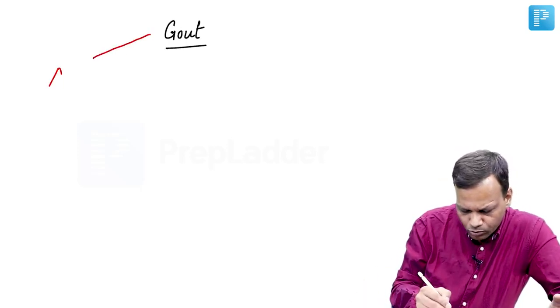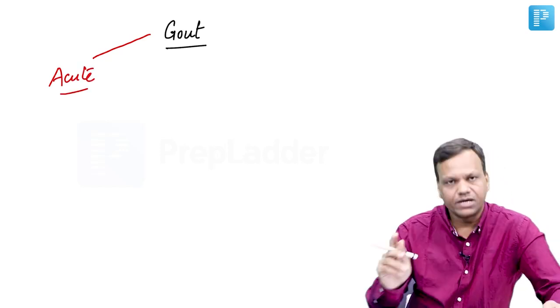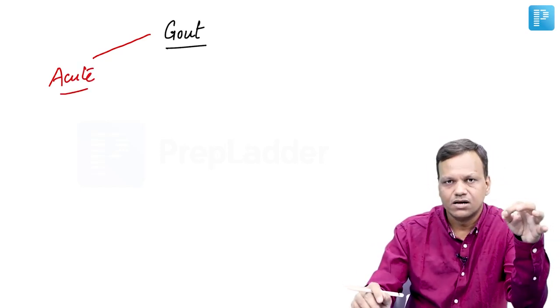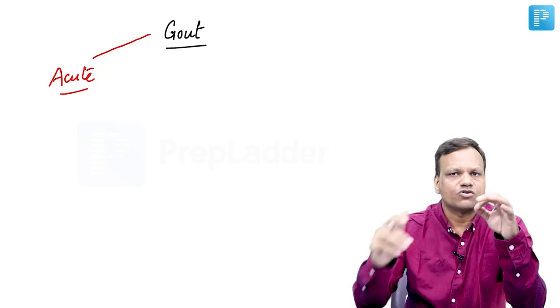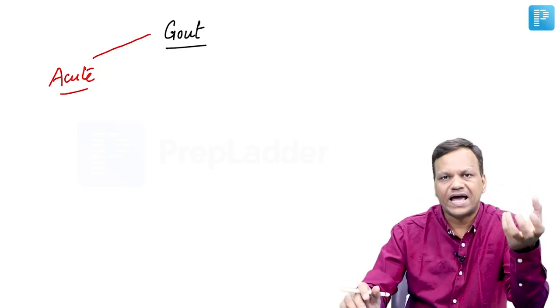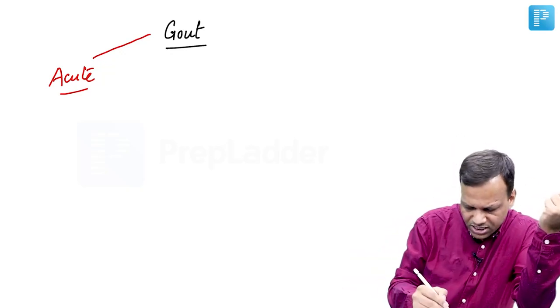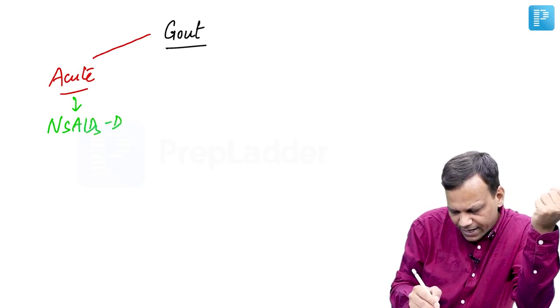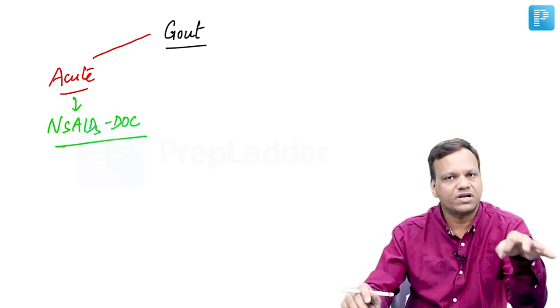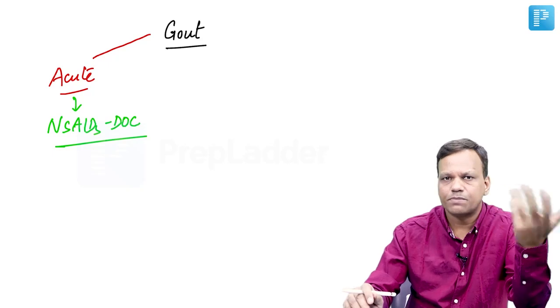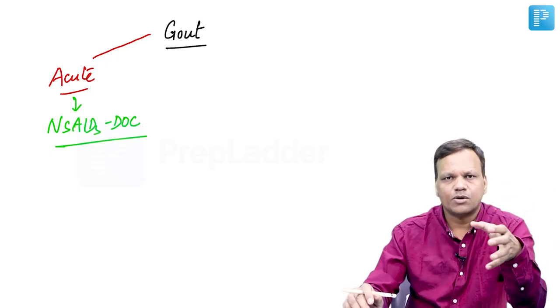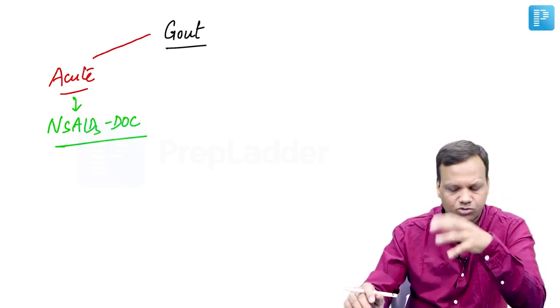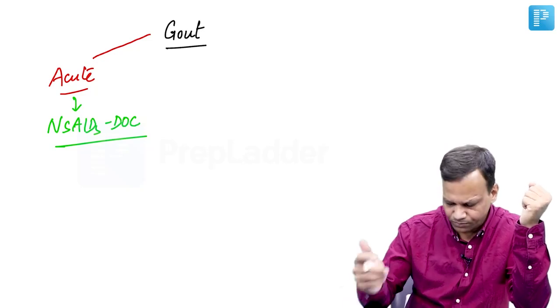So gout can be acute gout. The patient presents with deposition of uric acid in the joints. Most commonly, the first metatarsophalangeal joint is involved. There is pain and inflammation of joints. Because there is pain and inflammation, the drug of choice are NSAIDs. So any NSAID we can prefer except aspirin or paracetamol. Aspirin causes hyperuricemia, so it is not used, and paracetamol does not possess anti-inflammatory activity. So other NSAIDs can be used, they are the drug of choice.